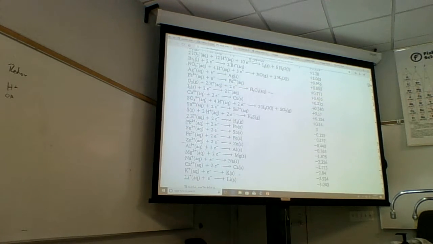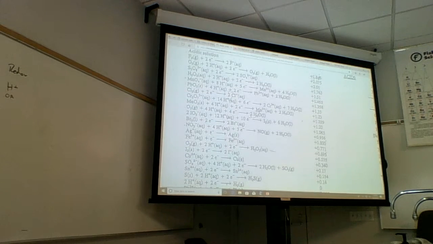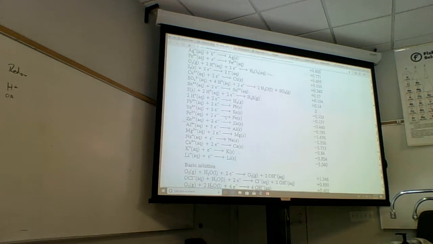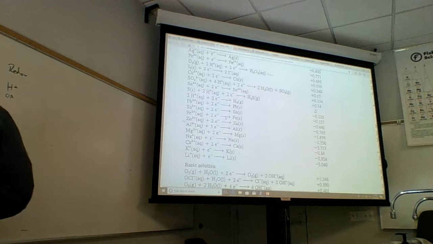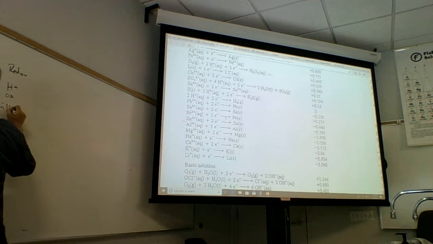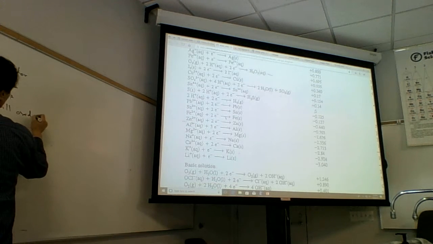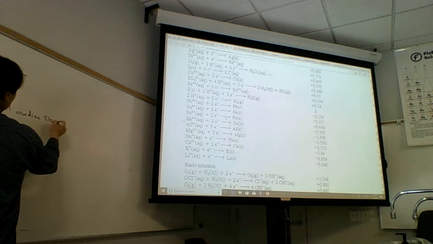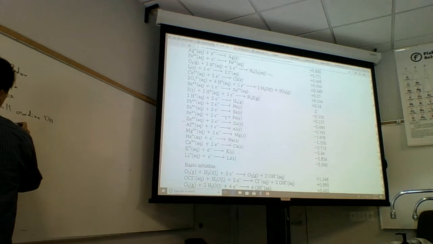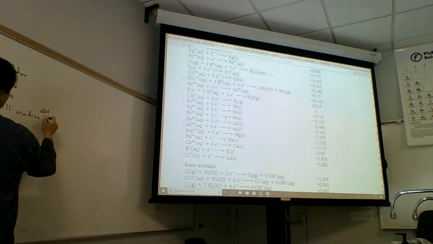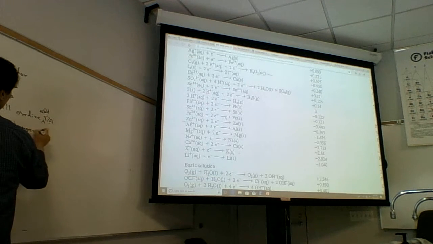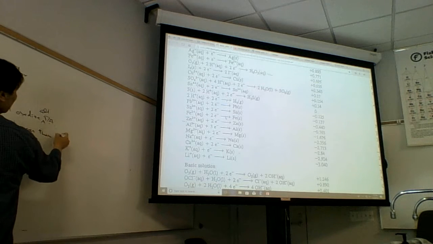But let's see. All right, so H plus is an oxidizing agent. It's going to oxidize, will oxidize reducing agents stronger than H2.